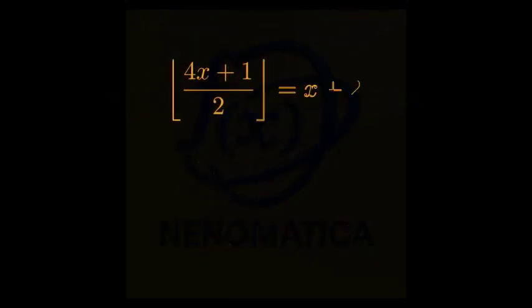In this lesson, we will solve a classic floor function equation, following the step-by-step structure shown in the provided method. The equation to solve is floor of (4x plus 1 over 2) equals x plus 2. Our goal is to solve for x and carefully justify every step.